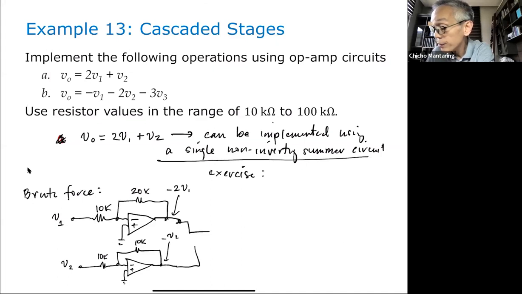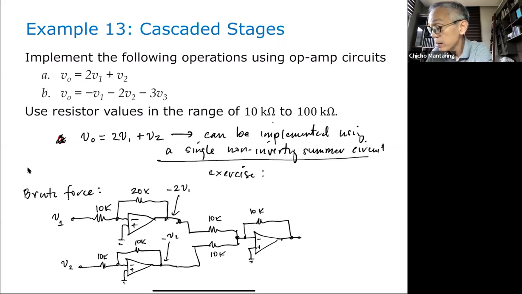And then these two, I can just add in an inverting summer. So I can make this 10K. I can make this 10K. Okay. And 10K. Okay. So what is this going to be? This is going to be V of O is equal to 2V1 plus V2.